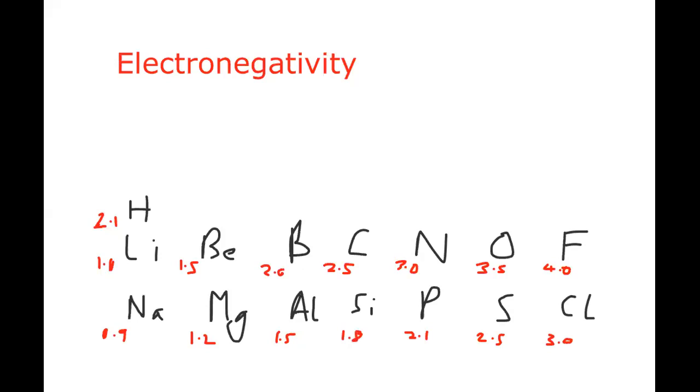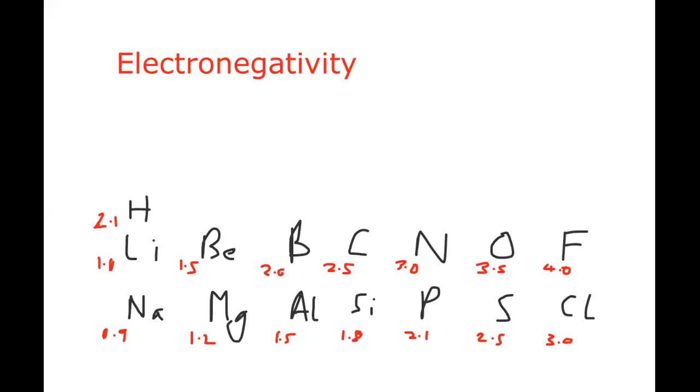Next is electronegativity. Electronegativity is the ability of an atom to attract the bonding pair of electrons towards itself. The values of electronegativity, you don't have to remember, they will be given in the data booklet, and they have been determined by the Pauling scale. These are the values given.